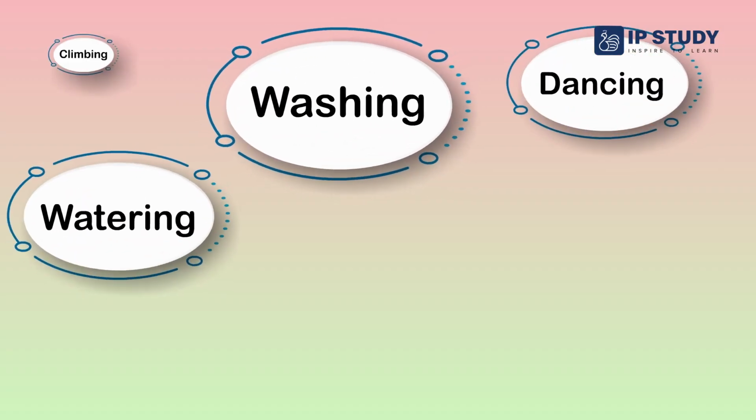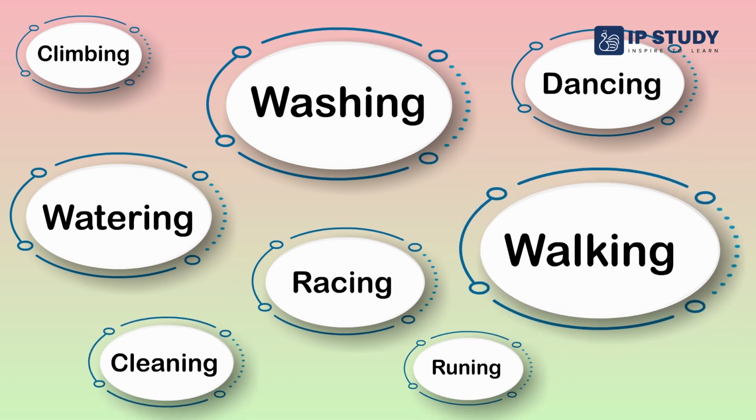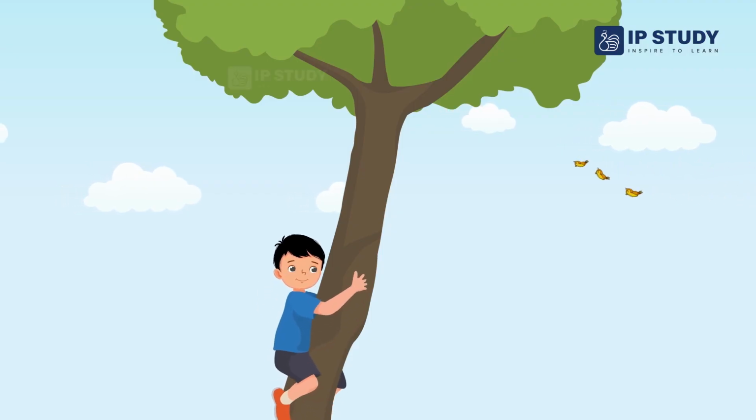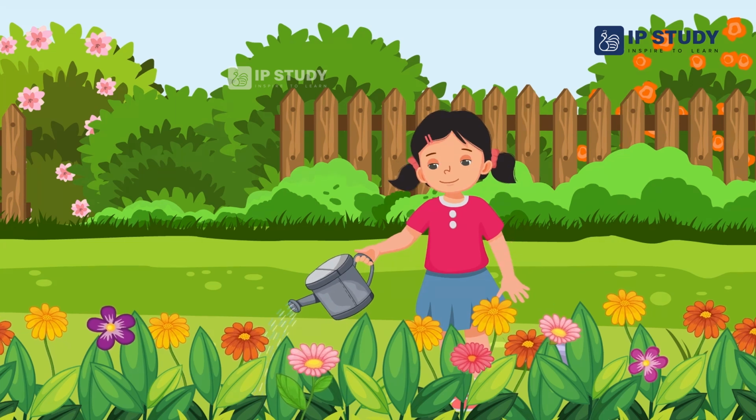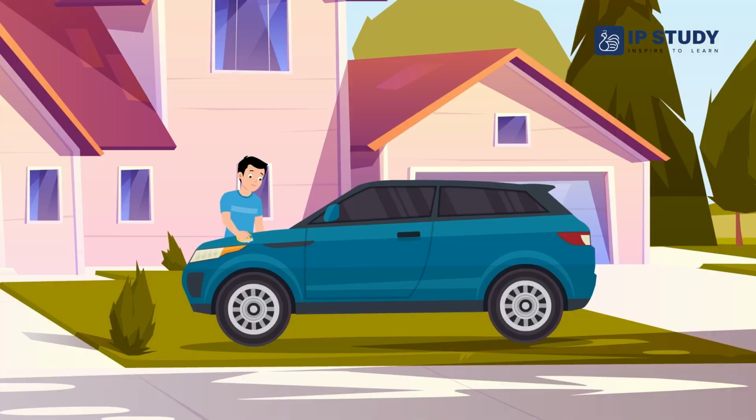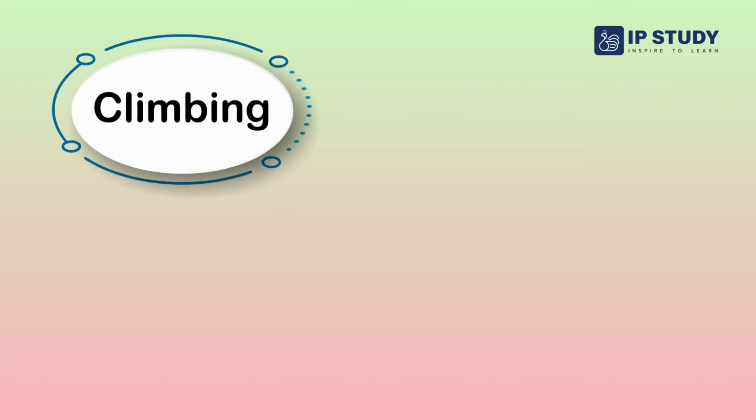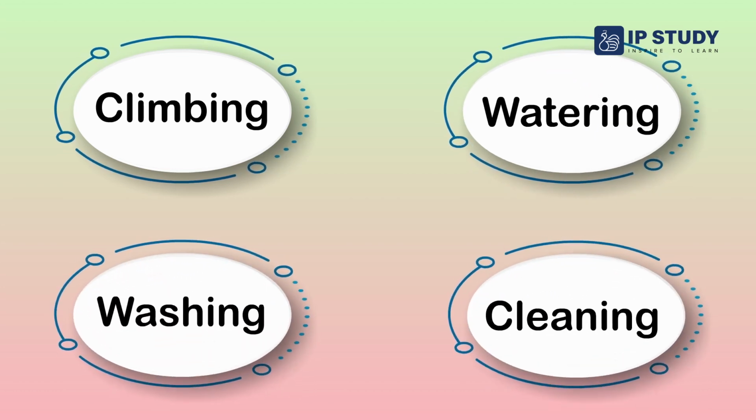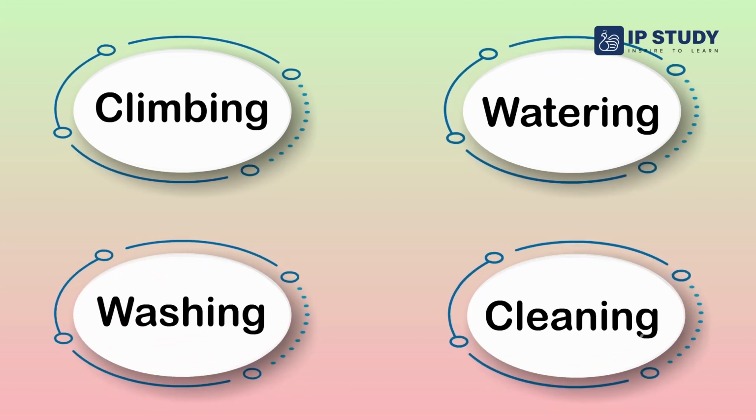A word that shows any action being done is called an action word. Look at these sentences. Mohan is climbing a tree. Jenny is watering the plants. Priya is washing the dishes. Rahul is cleaning the car. The words climbing, watering, washing and cleaning are action words. They tell us what is being done.